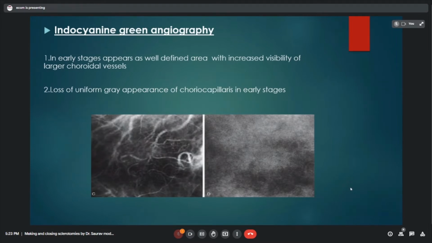Indocyanine green angiography: in early stages, they appear as well-defined areas with increased visibility of larger choroidal vessels, and there is a loss of the uniform gray appearance of the choriocapillaris in early stages.